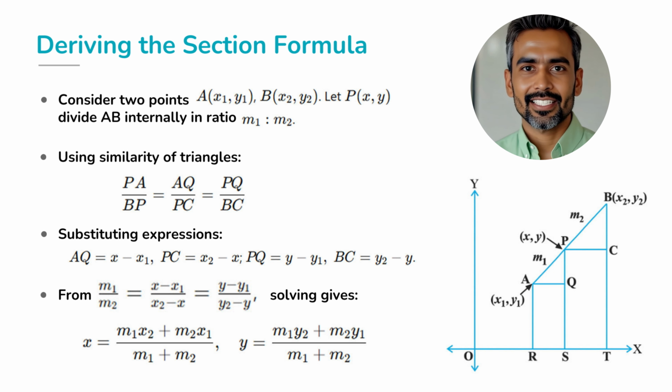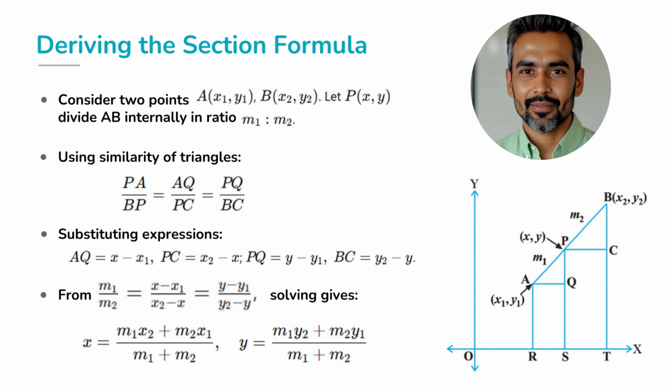Alright, now let's derive the universal formula. Picture a line with A at x1, y1 and B at x2, y2. A point P sits somewhere between them, dividing it in the ratio m1 is to m2. Here's the trick, draw a few parallels and perpendiculars and you'll notice similar triangles. Just like stacking Lego blocks in the same proportion, triangles scale in the same ratio.